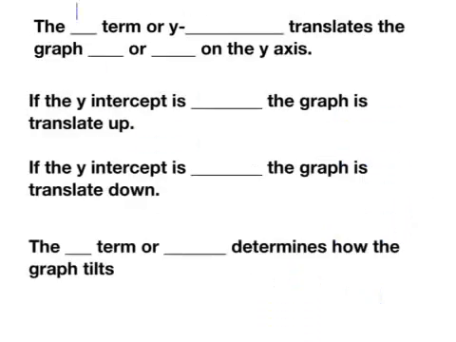The b term, or the y-intercept, translates the graph up or down on the y-axis. If the y-intercept is positive, that means there's a plus sign in front of your b term, the graph translates up. If the y-intercept is negative, the graph is translated down, or that means if your b term is a negative number, -1, -2, for example.